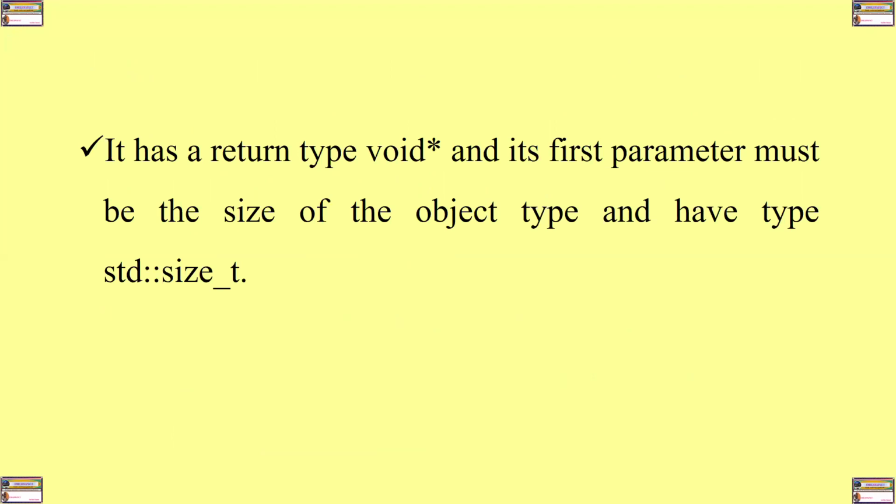It has return type void. Note, this return type is for a pointer. So it has return type void pointer, and its parameter must be of the size of the object type and have type std, or the type that we write as std with the scope being size_t.